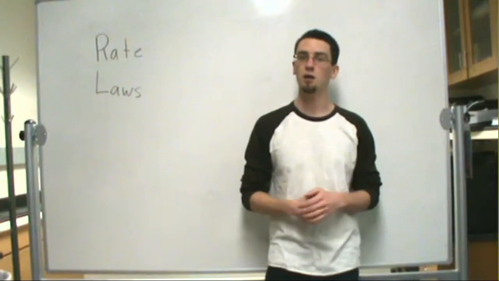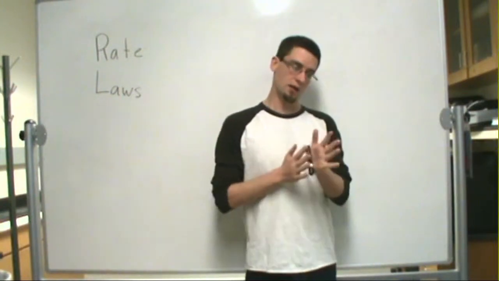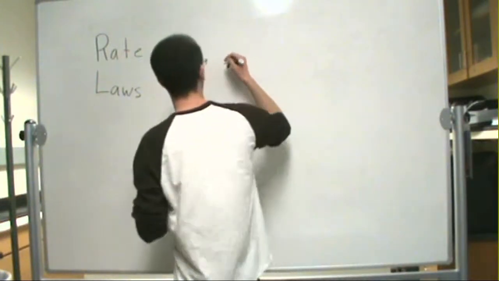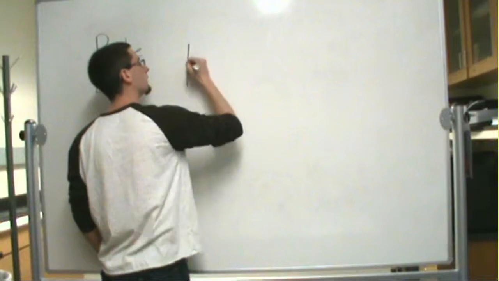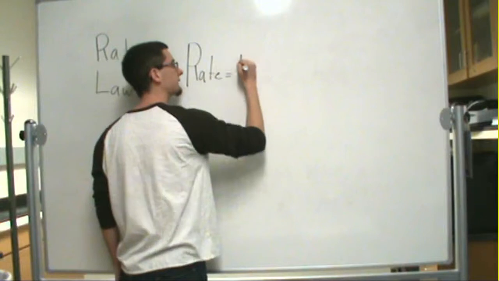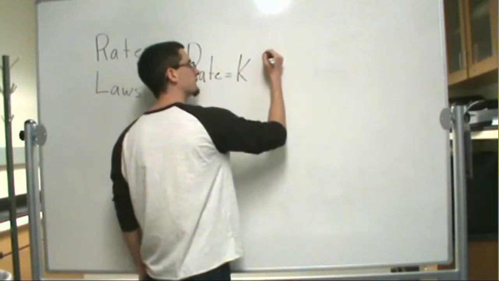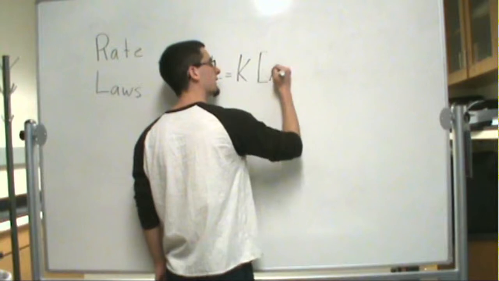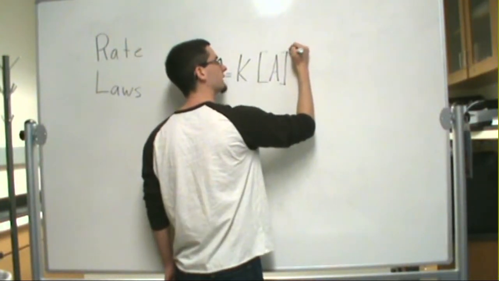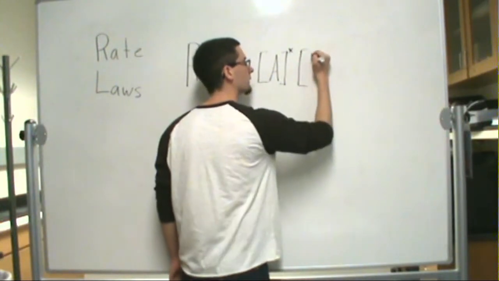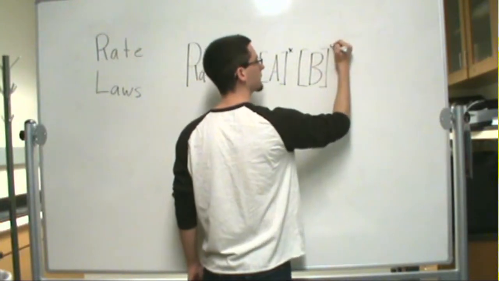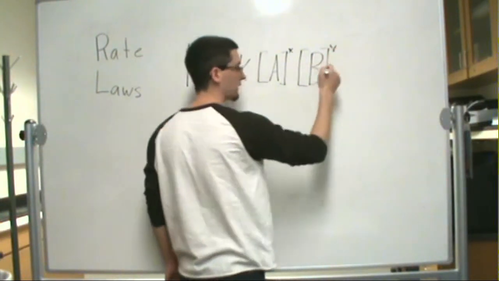Rate laws determine how quickly a reaction occurs. Oftentimes the generic rate law is written along something like this, where our rate is equal to some constant times the concentration of a certain species raised to the power of x, times the concentration of another species raised to the power of y.